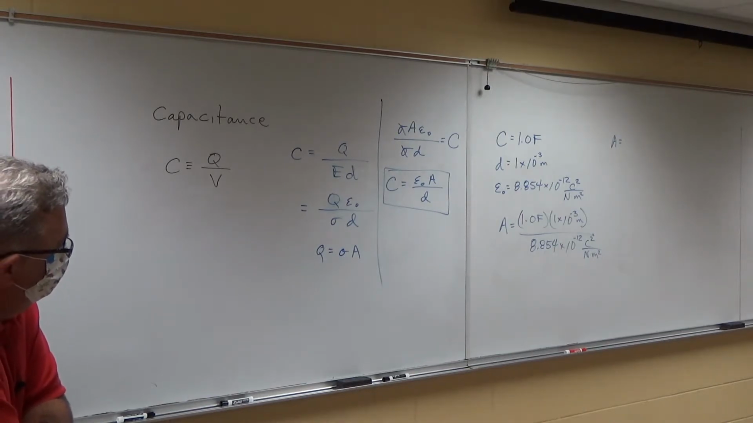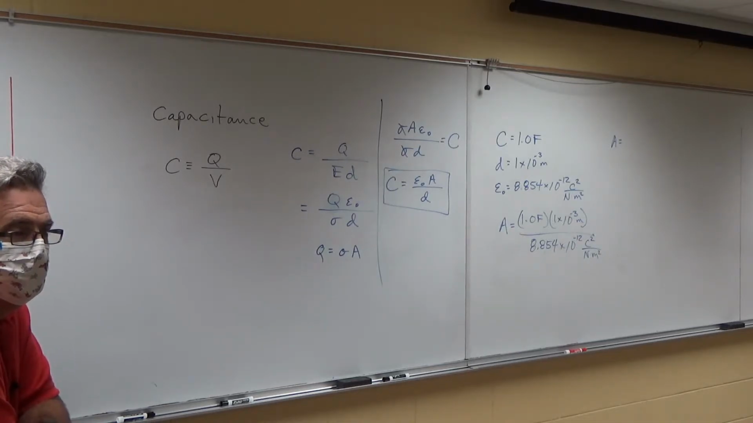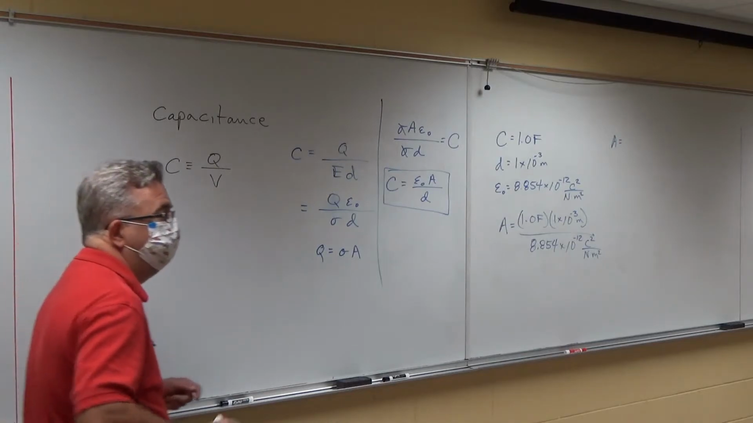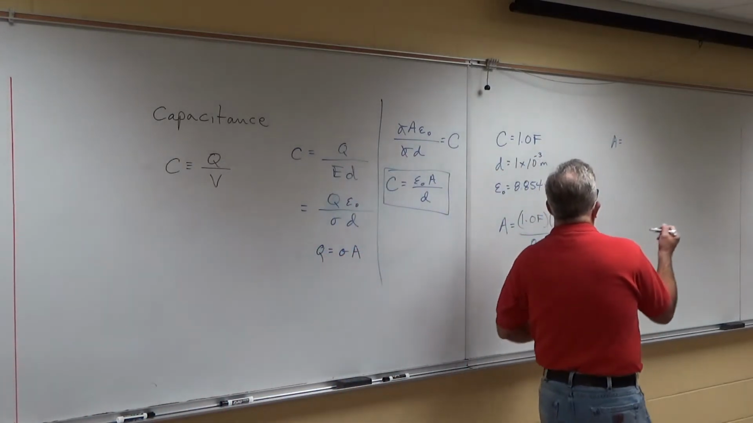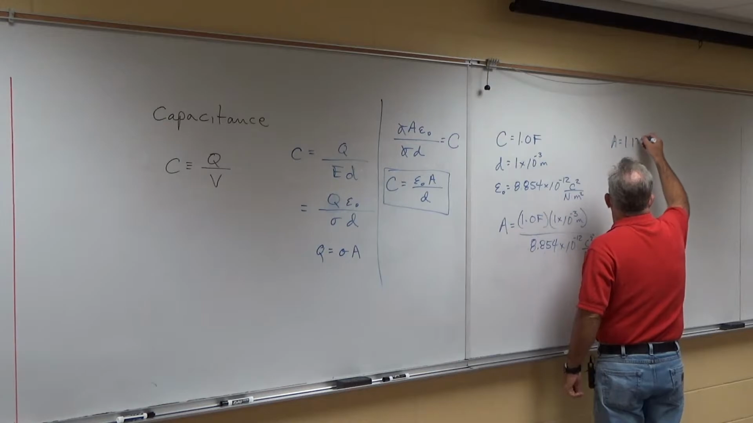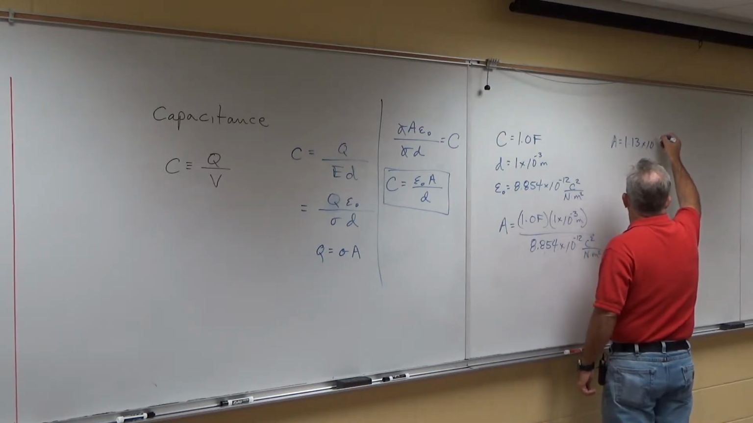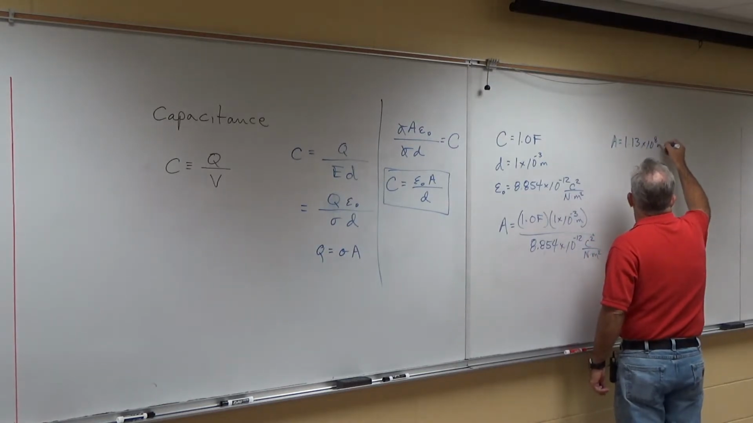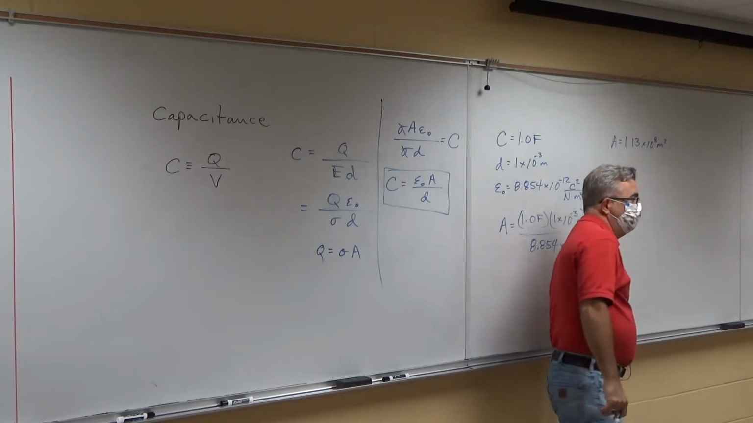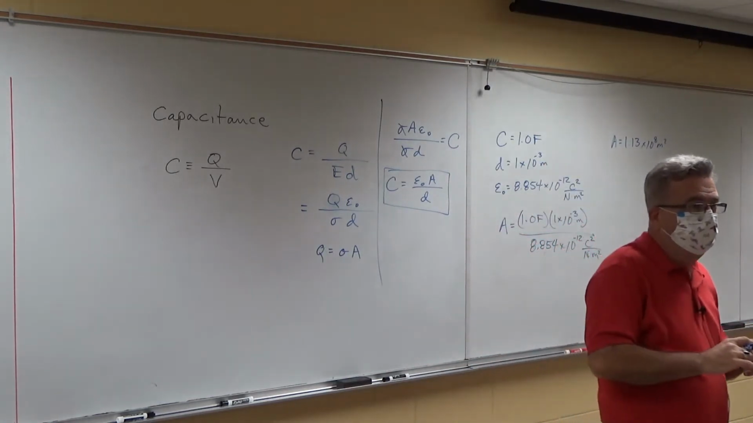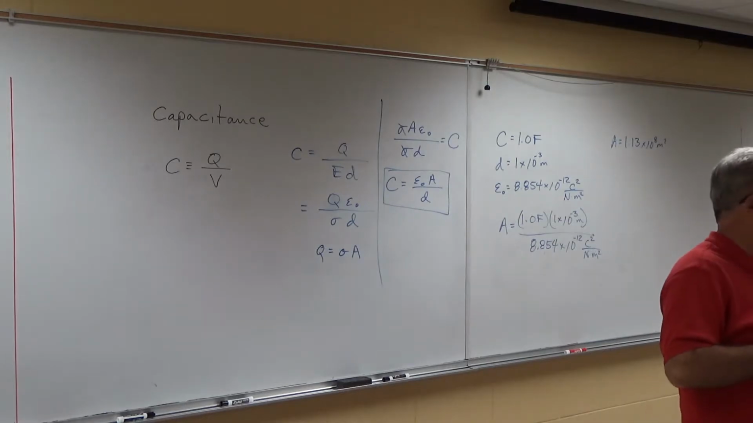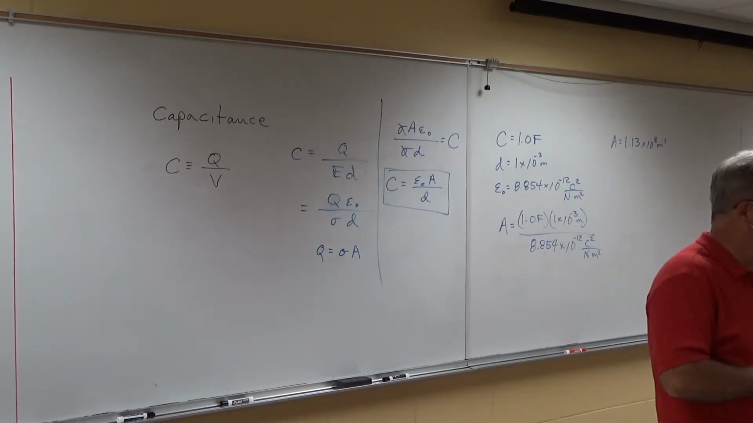So 1/8 is about 0.125. 1.1, I don't know, something. 1.13 times 10 to the 8 square meters. Is that big? 113 million square meters.